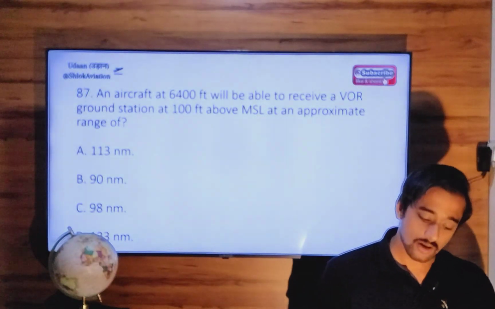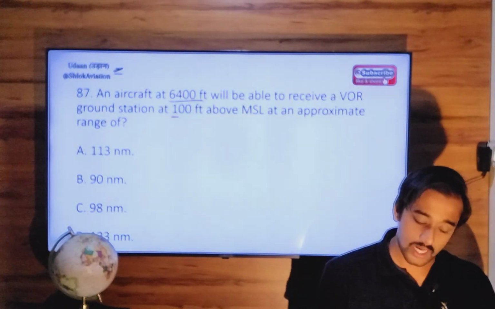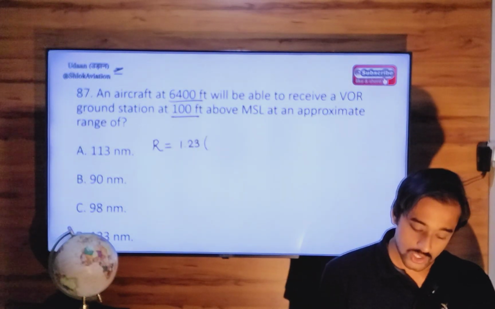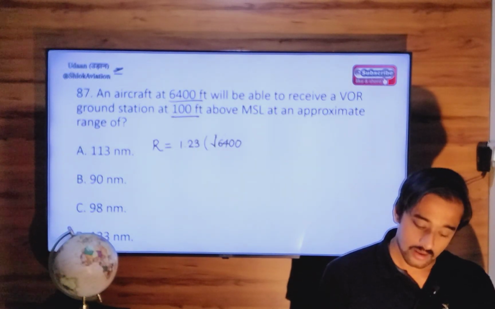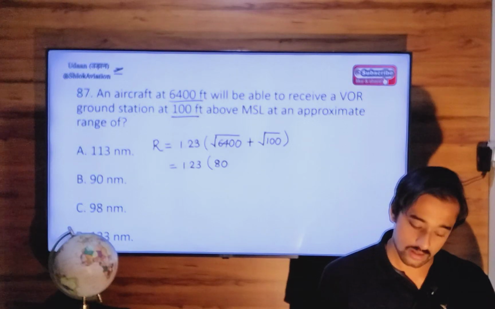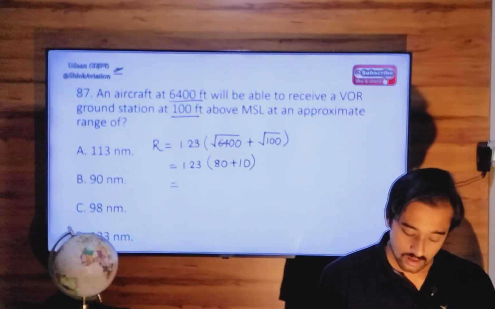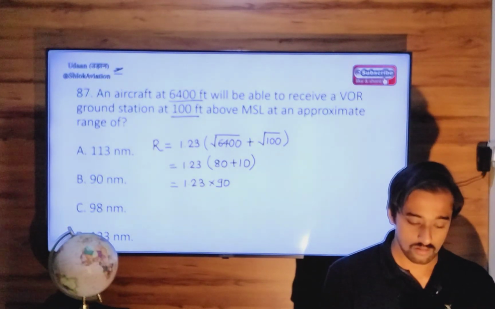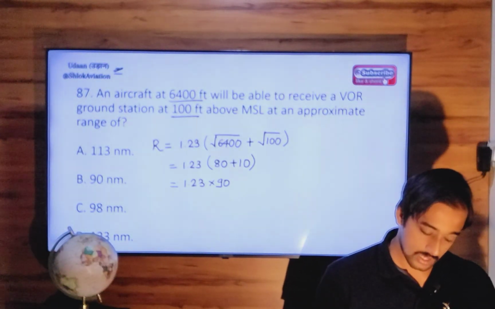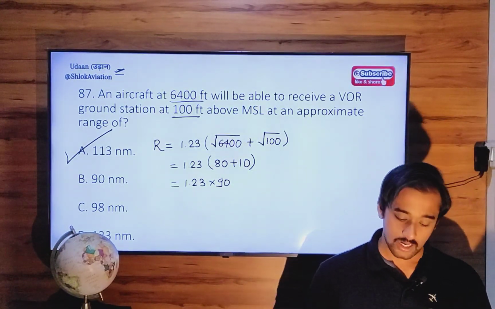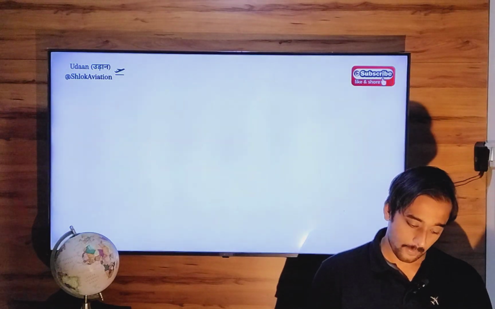Next, aircraft is at 6,400 feet. VOR is at 100 feet. What will be the range? Again, 1.23 times square root of 6,400 plus square root of 100. So 1.23 times 80 plus 10, that is 90, gives 110 decimal 7. So approximately option A. 110 is closer to 113.